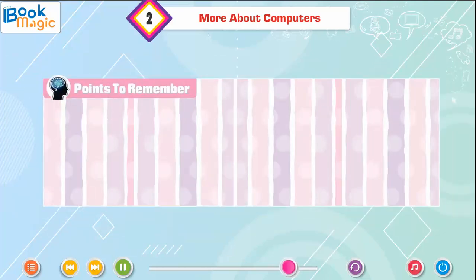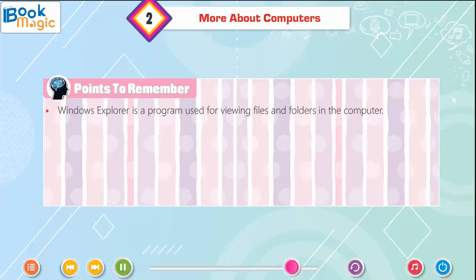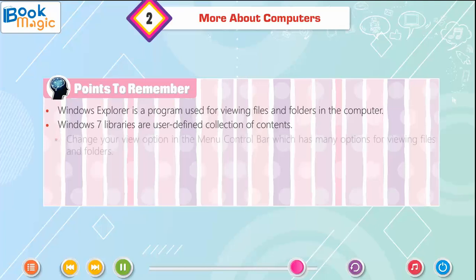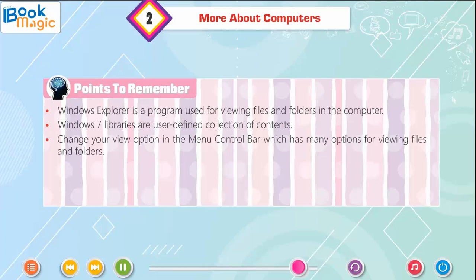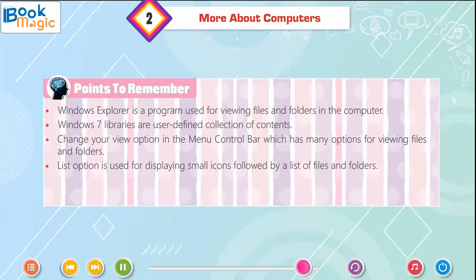Points to remember. Windows Explorer is a program used for viewing files and folders in the computer. Windows 7 libraries are user-defined collection of contents. Change your View option in the menu control bar, which has many options for viewing files and folders. List option is used for displaying small icons followed by a list of files and folders. Content option is used to display the files and folders.